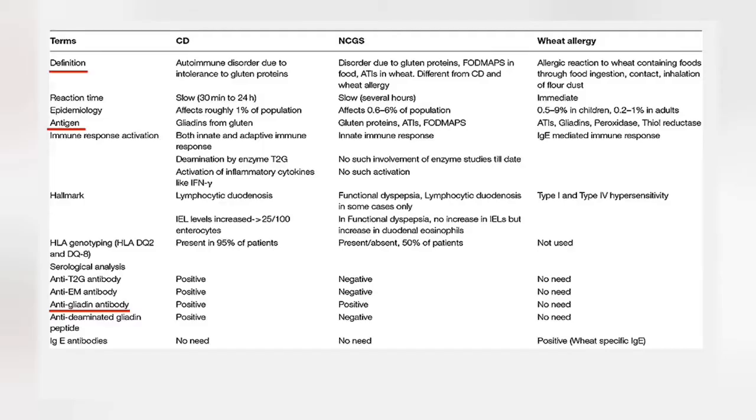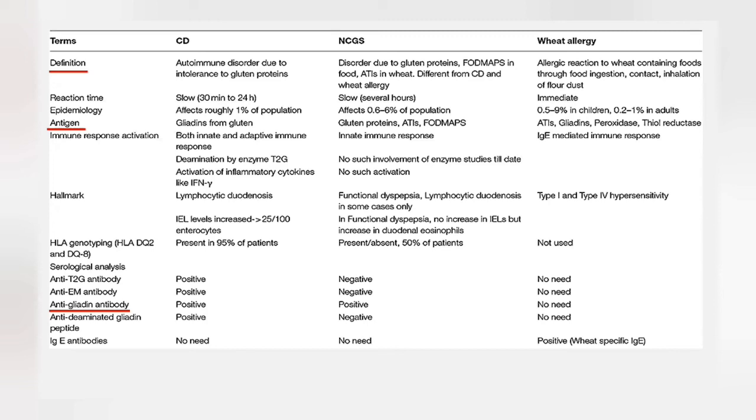This is a chart which gives you a table which gives you the differences between celiac disease, NCGS, and wheat allergy. So by definition, celiac disease is an autoimmune disorder due to intolerance to gluten proteins. NCGS is a disorder due to gluten proteins, FODMAPs in food, ATIs in wheat. It is different from CD and wheat allergy. And wheat allergy is an allergic reaction to wheat-containing foods through food ingestion, contact, inhalation, or flour dust.